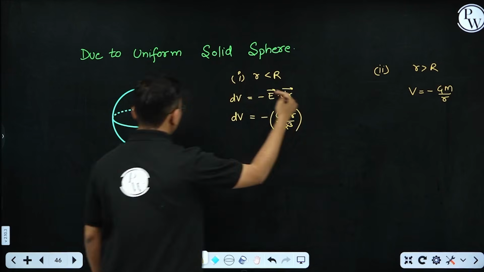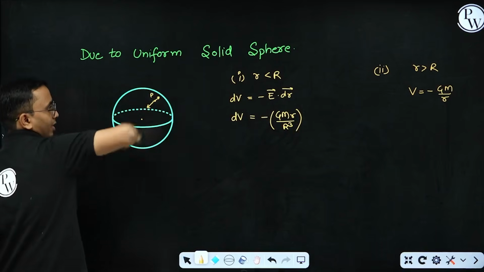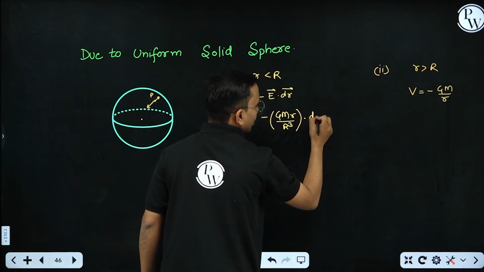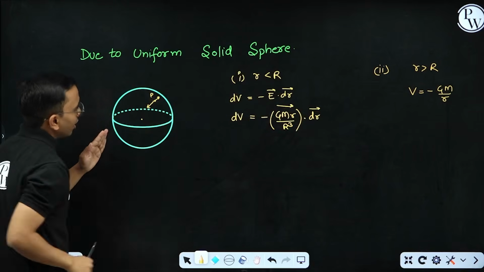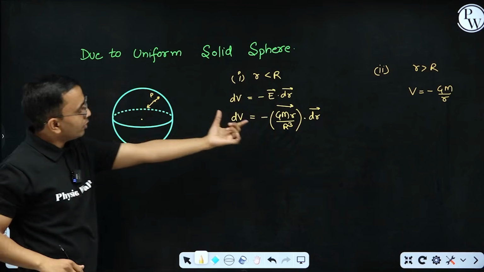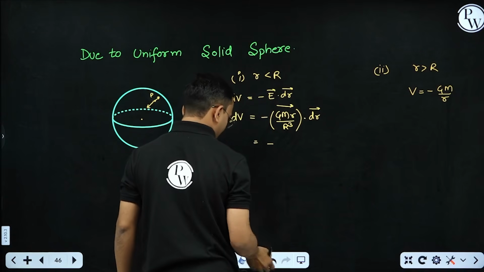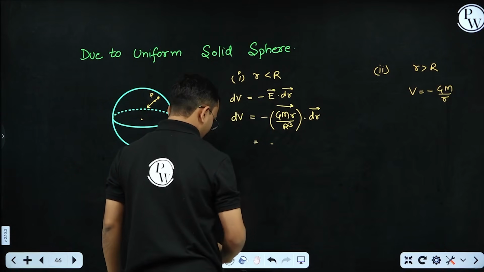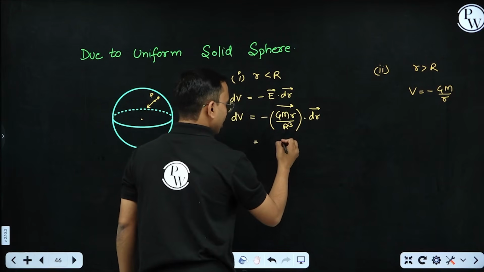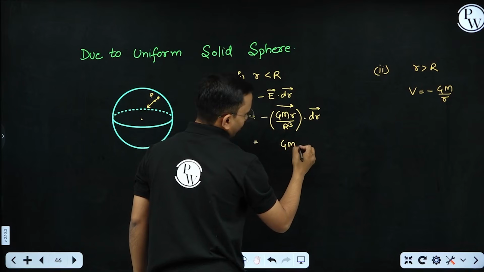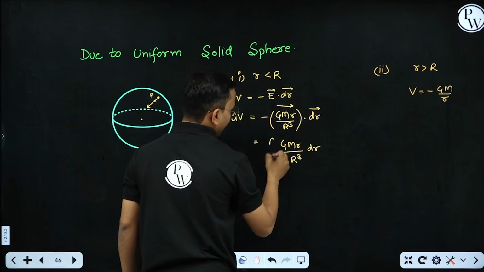What is the direction? Towards the center. dr is outside, like dr is in the direction of r. So dot with the dr. Okay, so its direction is towards, dr is out. So when you take the dot product there, a negative sign will come, so that it will become minus, minus, it will become plus. I'm just removing this minus. So it will become GM r divided by R cube dr integration.